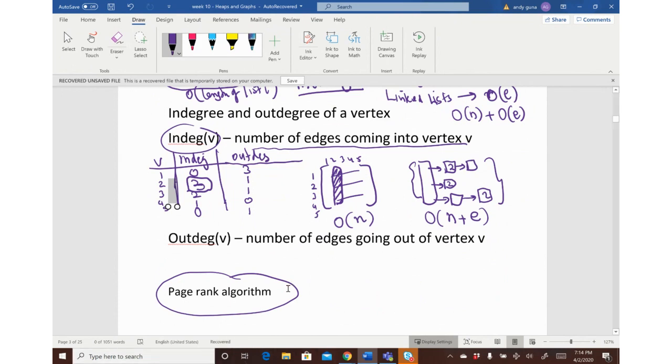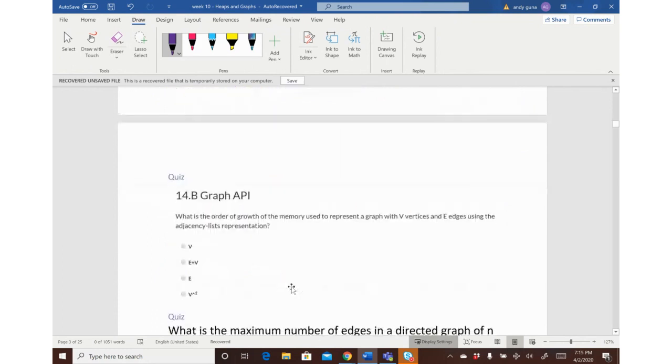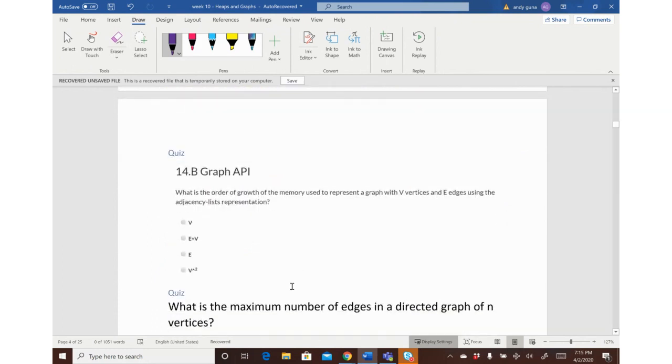Okay, so let's move on here. I'm going to do a question here. Let me start a poll. The question is, what is the order of growth of the memory used to represent a graph with V vertices and E edges using the adjacency list representation?